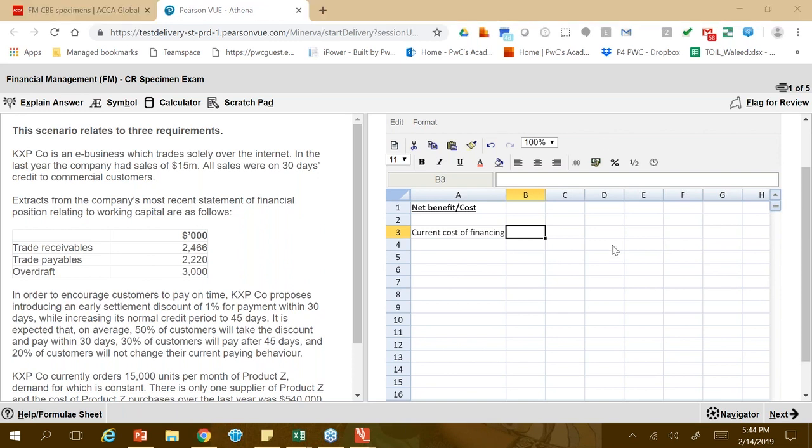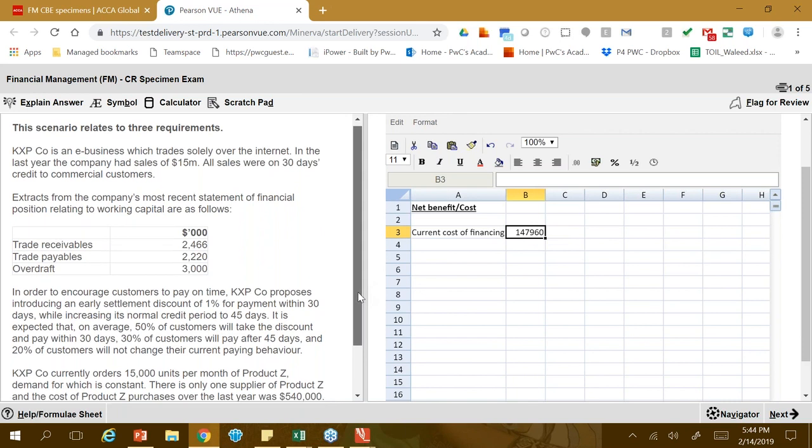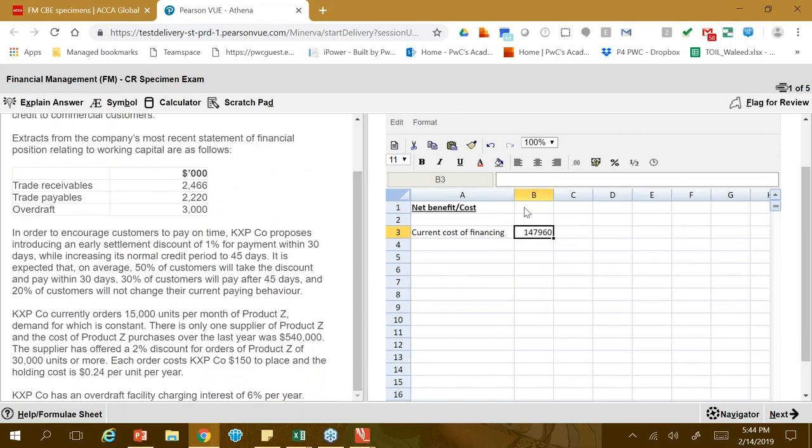Yes, some right answers coming in. We have the receivables balance and we have the overdraft rate. So that should be easy. The receivables balance here is 2,466,000 and the overdraft rate in this question is 6%. That gives us 147,960. So receivables 2,466,000 into 6%, which is the overdraft rate, gives us the cost of financing. Yes, well done. All of you getting that right.